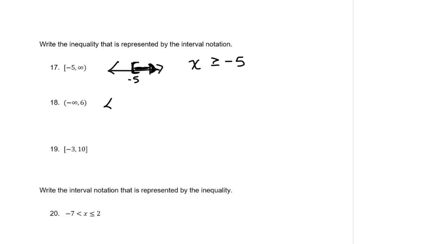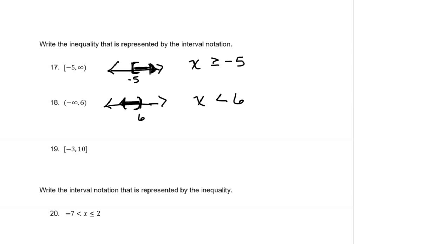Problem 18, here's my quick sketch. There's 6, and I want numbers that are to the left, right, because I want numbers going out toward negative infinity. I have a parentheses there at 6. So I want numbers that are strictly less than 6. So I want all of the values that are less than 6. There's no equal sign under the inequality.